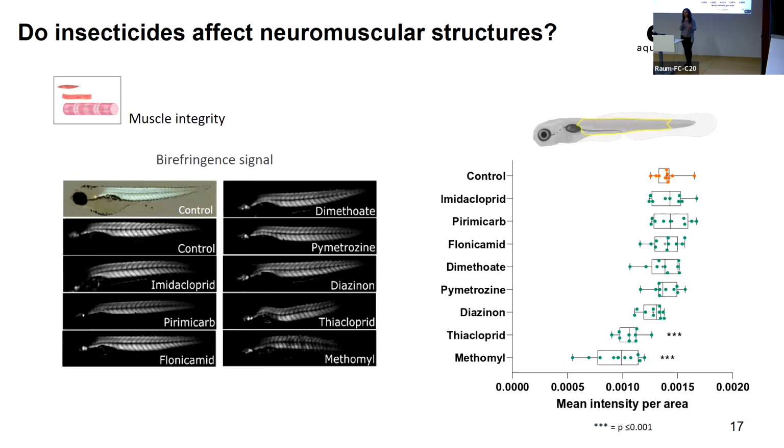We then also looked at the muscle structure, so the third component of the neuromuscular structure. We assessed this by looking at the birefringence signal. In a highly organized muscle, this signal is very bright, but if the muscle is disorganized or impaired, then you can see a decrease of this signal. We quantified this signal, and what we found is that with thiacloprid and metomyl, the signal was decreased, which means that their muscle structure is impaired. These were also the 2 insecticides that caused the strongest effects in the locomotor activity.